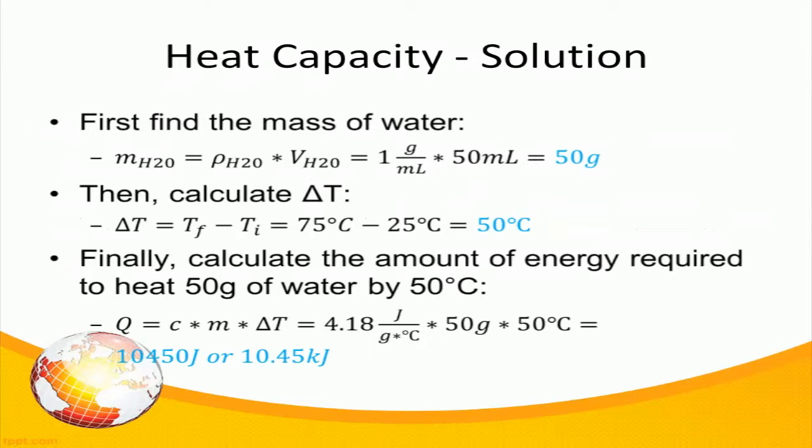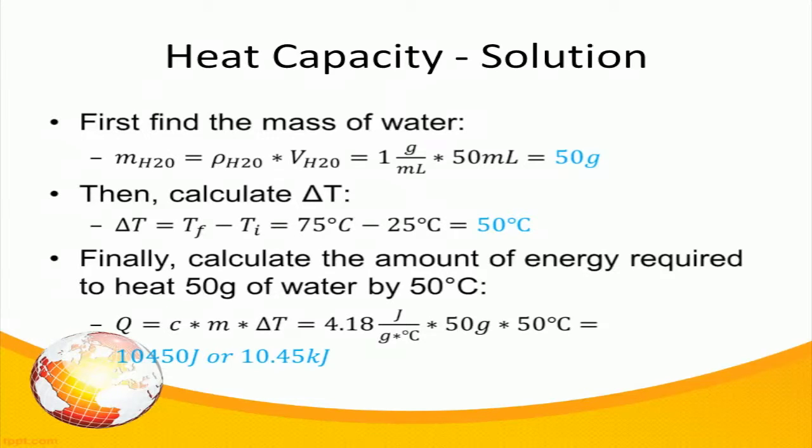We can first find the total mass of water being heated using the relationship between density and volume. If we started with 50 milliliters of water and the density of water is 1 gram per milliliter, multiplying will give us a total mass of 50 grams of water.